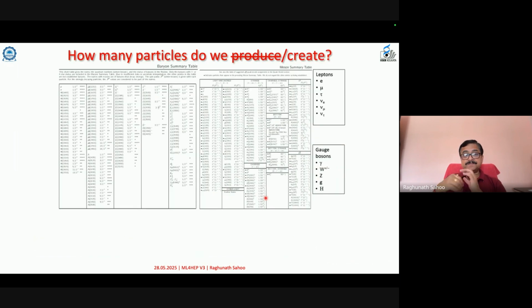How do I do this? So I showed you the collision dynamics, how we produce more particles in the system. Now you may ask, how many particles do I produce or create?